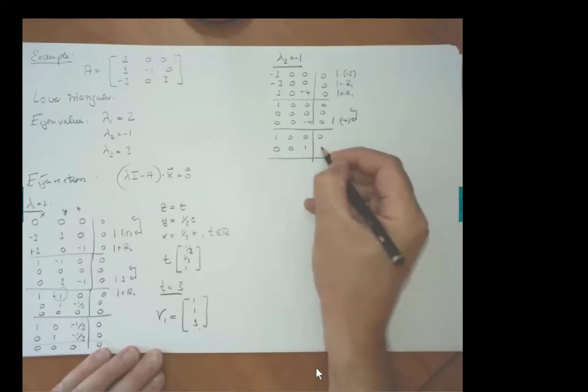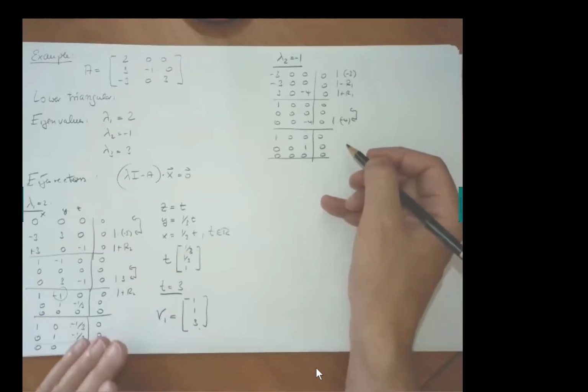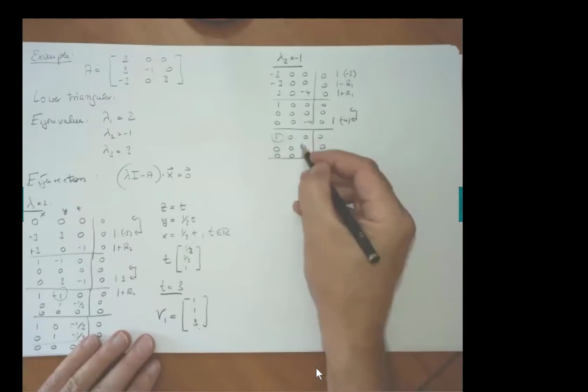0, 0, 1, 0, 0, 0, 0, 0. Again, one row which is totally 0. Again, that's important, otherwise we have a mistake. And again, x, y, c. So this and this are now leading variables.